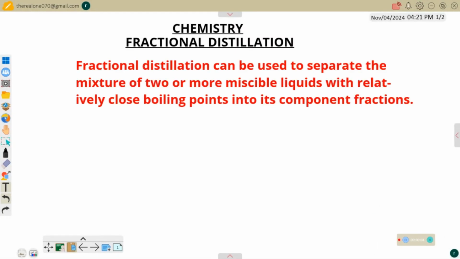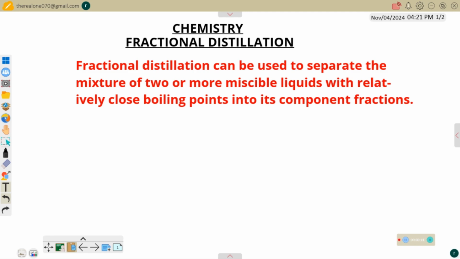Let us consider fractional distillation. The fractional distillation method can be used to separate a mixture of two or more miscible liquids with relatively close boiling points into its component fractions. This is different from the simple distillation that we explained before.